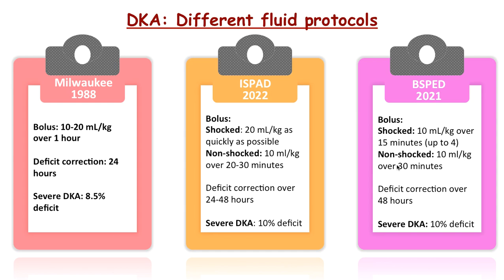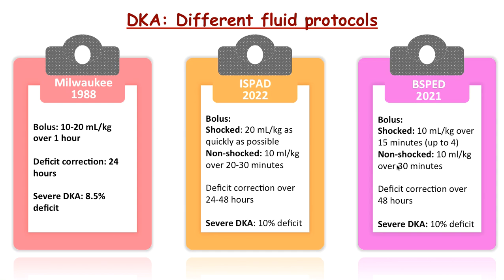The ISPAD guideline says that if the patient of DKA comes to you in a shocked state, then you give 20 ml per kg as quickly as possible. If the patient is non-shock, then you give 10 ml per kg of fluid bolus over 20 to 30 minutes. Then you correct their deficit over 24 to 48 hours. In a severe DKA, you have to assume a 10% deficit. Previously in the Milwaukee protocol, we used to assume 8.5% deficit in DKA patients, but now we assume 10% deficit in both ISPAD and BSPED guidelines.